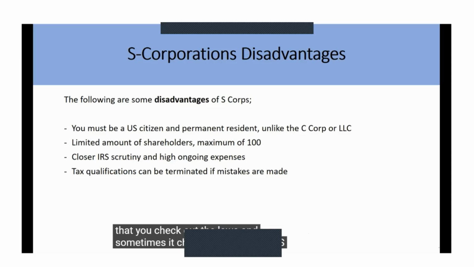Also, closer IRS scrutiny and high ongoing expenses, and tax qualifications can be terminated if mistakes are made. And so, because you're eligible for S-Corp status, there's much more scrutiny from the IRS. So you need to be careful, properly file your tax returns, and if you do make mistakes, you can get penalized by being taken away. So that status is taken away and you convert back to a C-Corp.